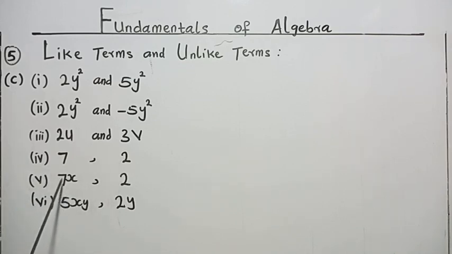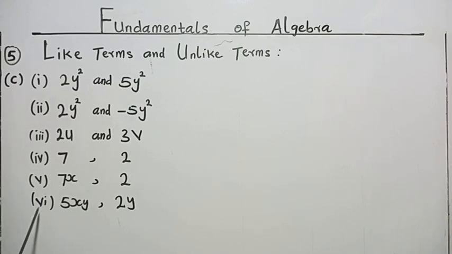Number 5 has 7x and 2 as a set of numbers to be compared. In 7x, 7 is quantifying x, and 2 is quantifying 1. What 7 is quantifying and what 2 is quantifying are not the same. Certainly, therefore, we conclude that these two are unlike terms. They are not like terms.